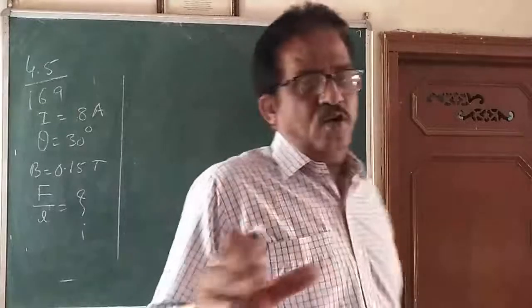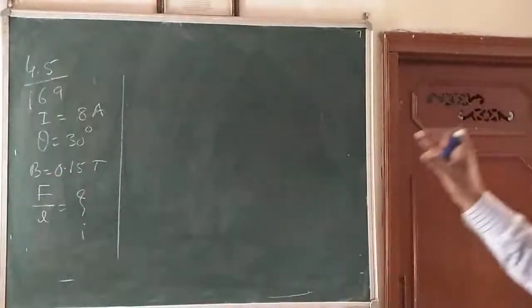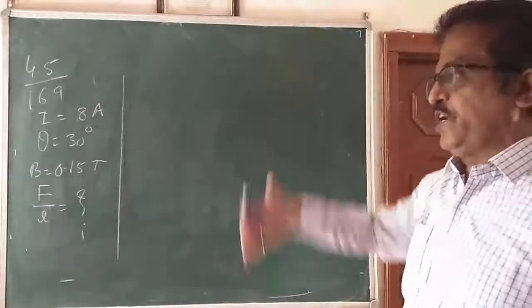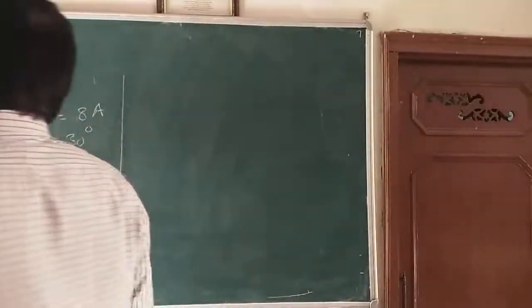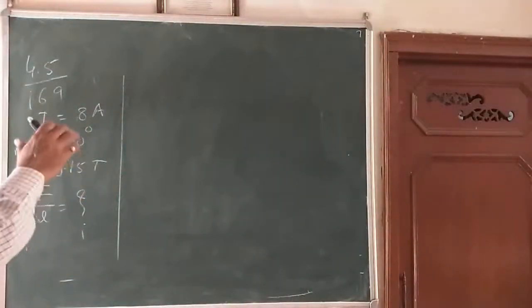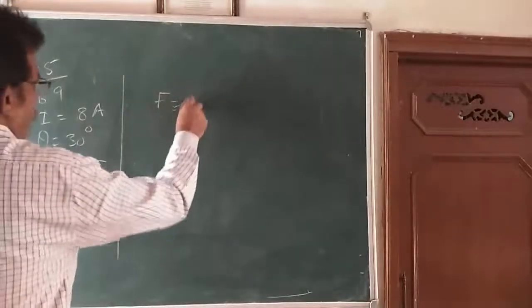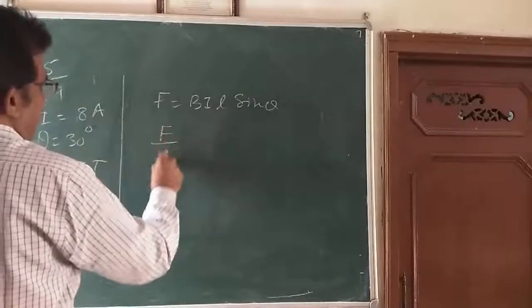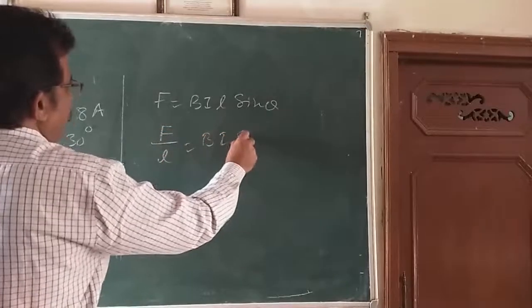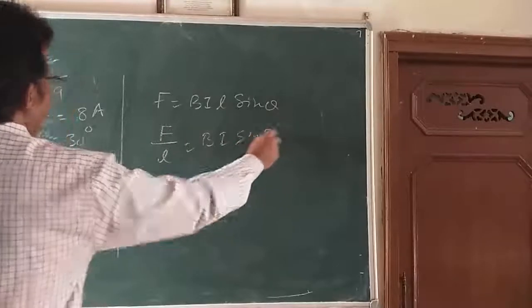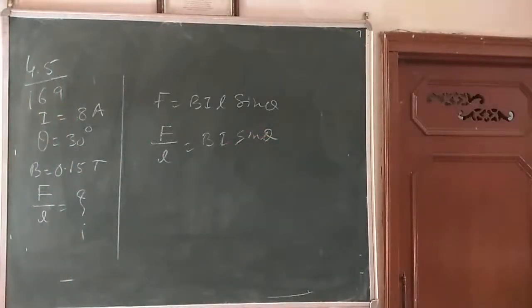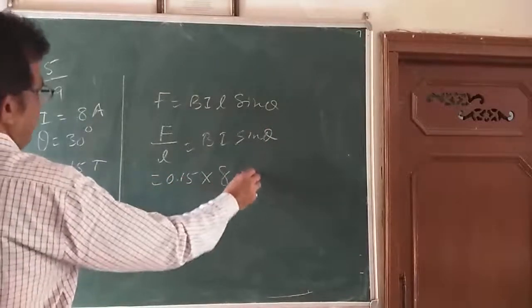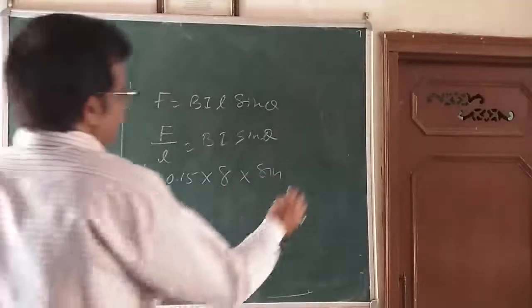Dear children, we know what formula we have to use here. So I always suggest you write the formulas of this chapter on a single page and solve the problem easily. Our question suggests that the formula here would be BIL sin theta, that is F by L is equal to BI sin theta. Put all values. Here the value of B is 0.15, the value of current is 8, sine of 30 degree.